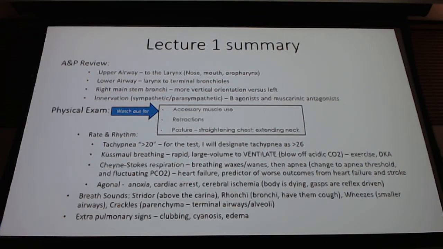Kussmaul, we'll talk about that a little bit more, is where you're trying to blow off rapid volumes. You're not taking that nice curve and very direct effort, so they look more like spikes, where someone's inhaling and exhaling very rapidly. Cheyne-Stokes is where we've got the breathing that waxes and wanes, so it starts more rapid, and then it wanes off, and then you can have little episodes of apnea where someone's not breathing, and then it'll start up again. This one correlates with heart failure and strokes. When you do see this pattern, it is correlated with worse outcomes.